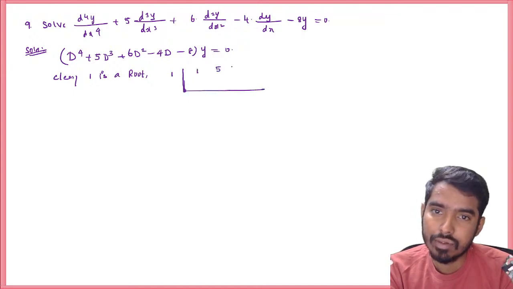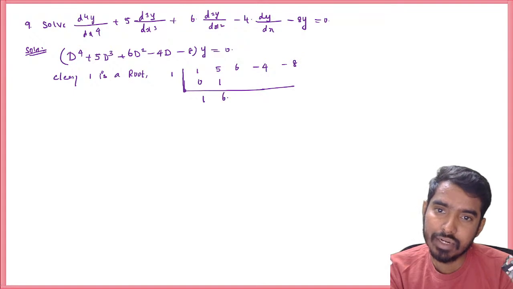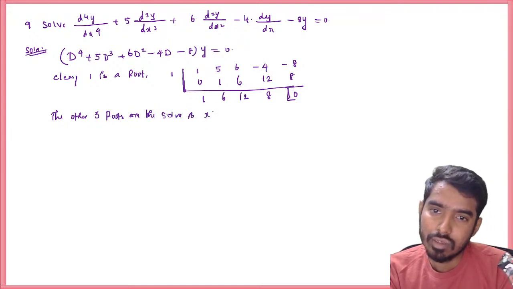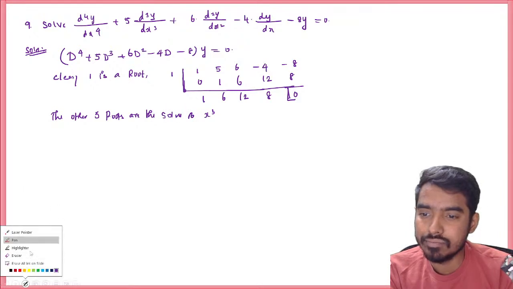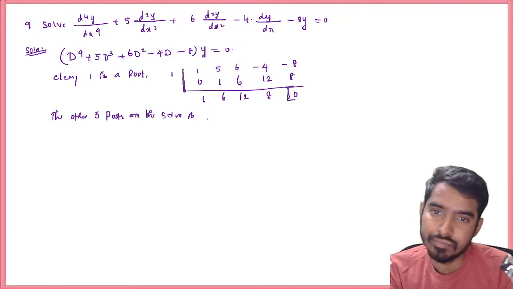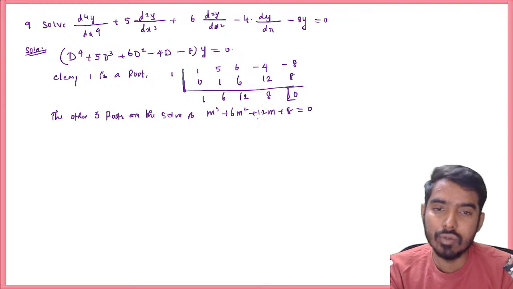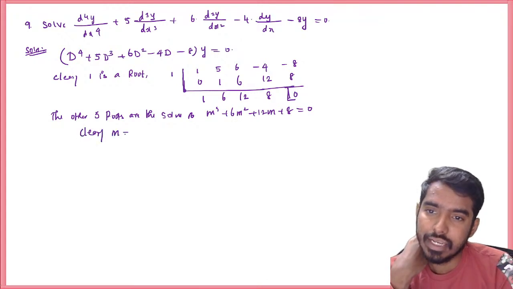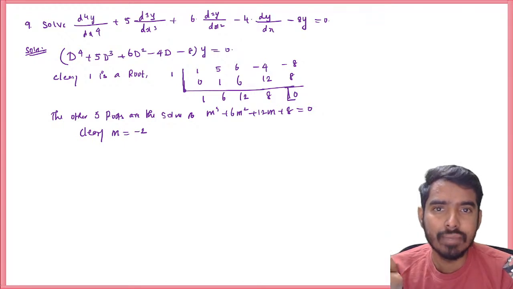Using synthetic division with coefficients 1, 5, 6, minus 4, minus 8, we get 1, 6, 12, 8, 0. So the other three roots are the solutions of m cube plus 6m square plus 12m plus 8 is equal to 0. Now again you can see minus 2 is a root. In most cases, one of 1, minus 1, 2, minus 2, 3, minus 3 will be a root.